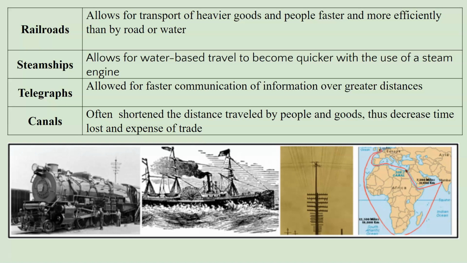And canals often shorten the distance people and goods traveled, thus decreasing time lost and expensive trade. You can see the major canal there, the Suez Canal in the picture on the bottom right, cutting off the trip around Africa by cutting through the Red Sea and the Mediterranean Sea, digging a canal to connect the two, known as the Suez Canal.